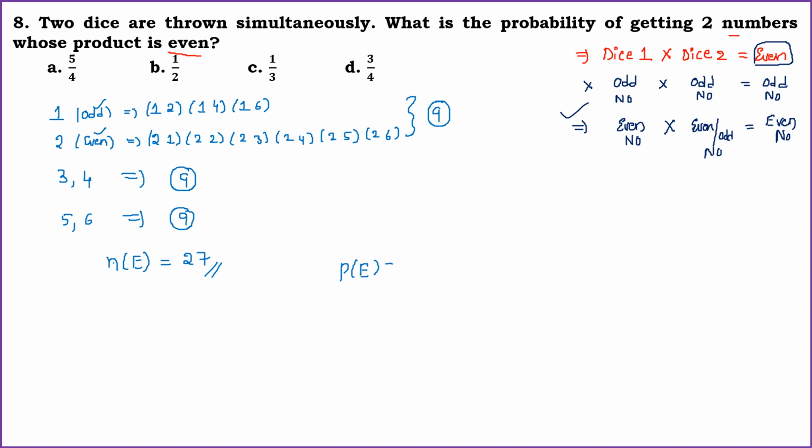So probability of occurring an event is equal to 27 by total. See, if the dice is thrown 2 times, n of S here is 6 squared, which is 36. So 27 by 36 is the answer. 27 by 36 can be reduced to 3 by 4: 9 threes are 27, 9 fours are 36. So the answer is 3 by 4. I hope it is clear. Repeat the question once or twice. Definitely you will understand the concept.